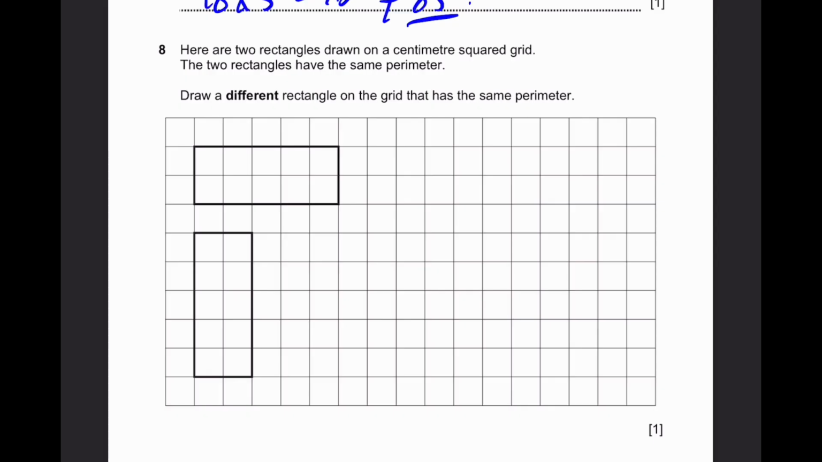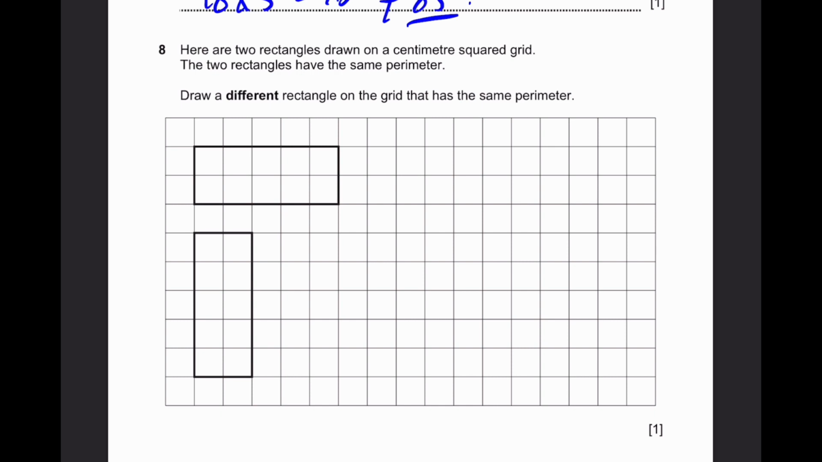Question 8. Here are two rectangles drawn on the centimeter square grid. These two have the same perimeter. Draw a different rectangle on the grid that has the same perimeter. So these two are 2 by 5 rectangles. They're just oriented in a different way.